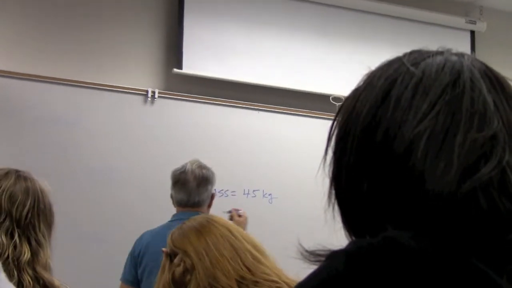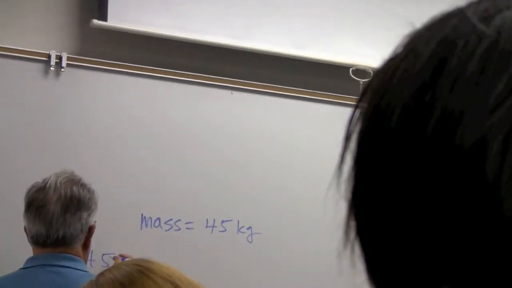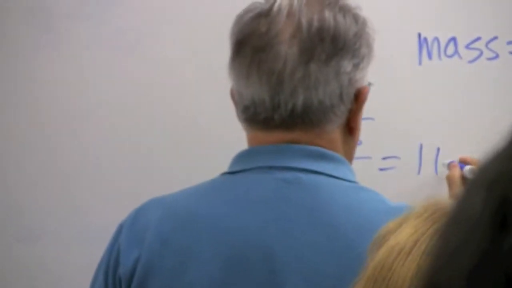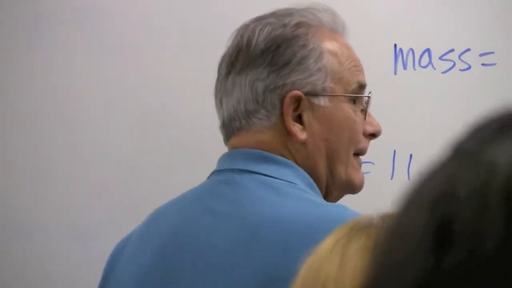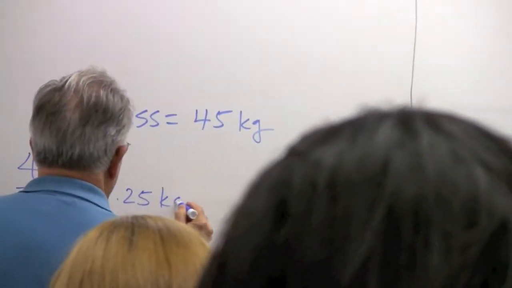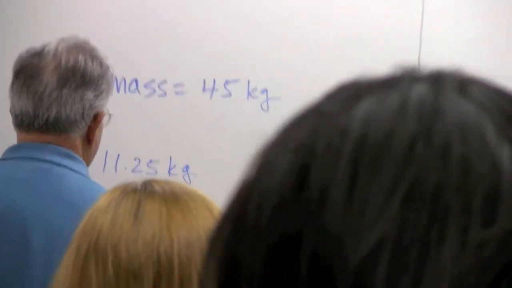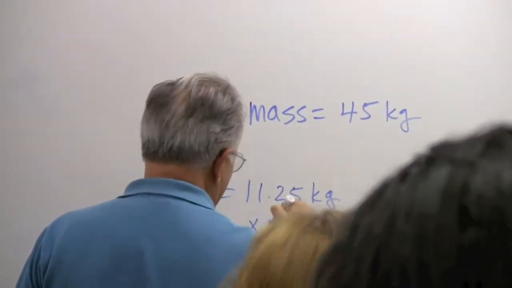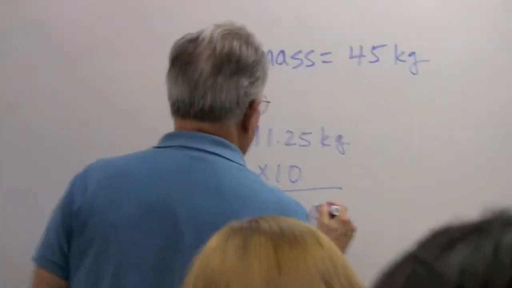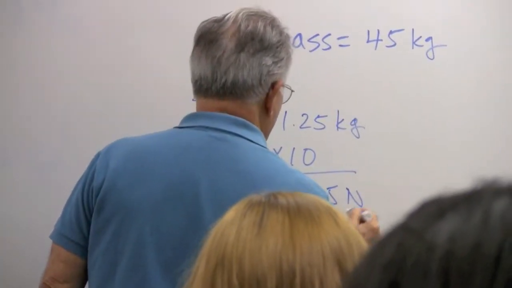So some people would say, well, it's 45 kilograms, and we're going to divide that by 4 because there's 4 legs there. So that comes out to 11.25 kilograms. And then if I multiply that by 10, I'll now have the weight that foot has to support. So it'll be 112 and a half newtons.